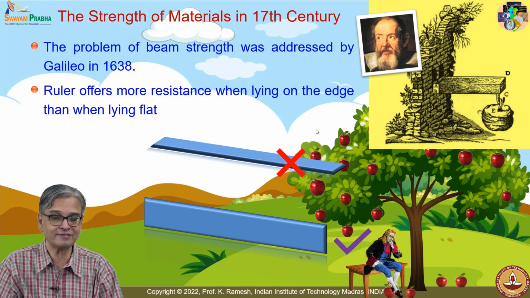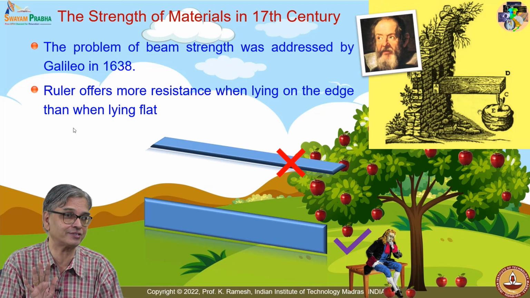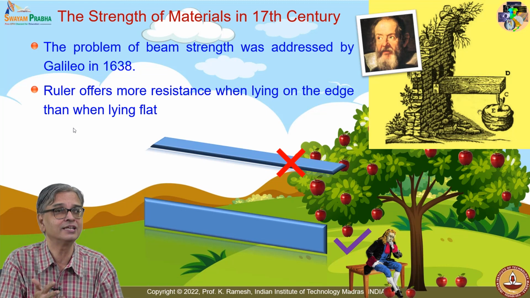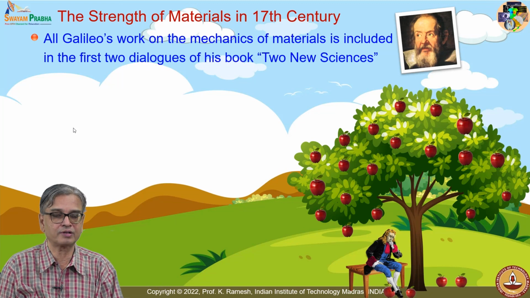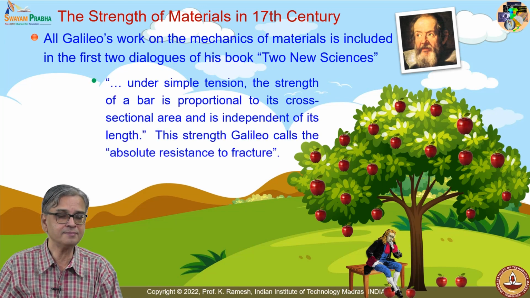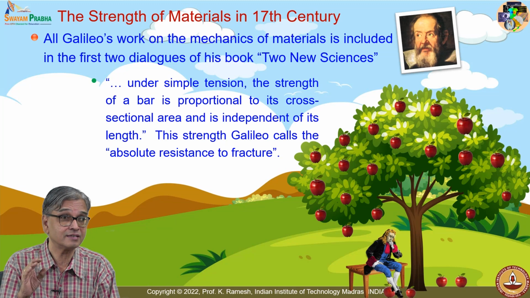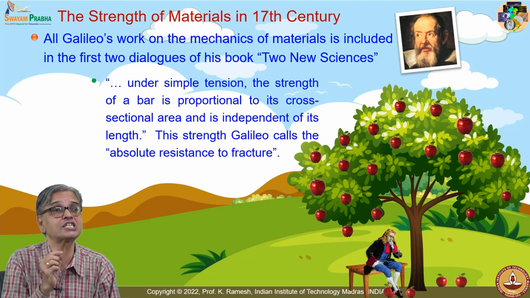Fine. So, he was able to say you should not use the beam in this fashion, you should use the beam in this fashion. The ruler offers more resistance lying on the edge than when lying flat. It is a very important observation, a valid observation. He did not have a mathematical explanation for it. We can give a mathematical explanation once you learn bending. And they have all worked on tension, and in simple tension, the strength of a bar is proportional to its cross sectional area and is independent of its length. It is a very correct observation. Length does not contribute to it, it is only the cross sectional area.